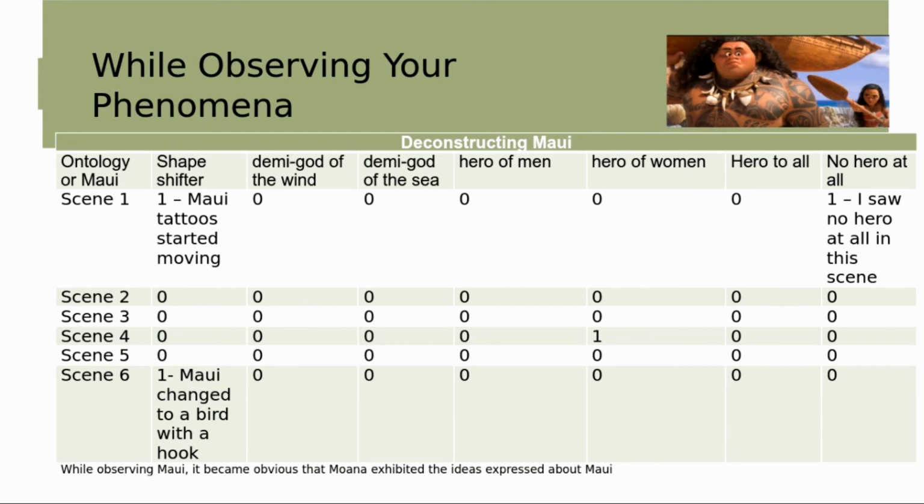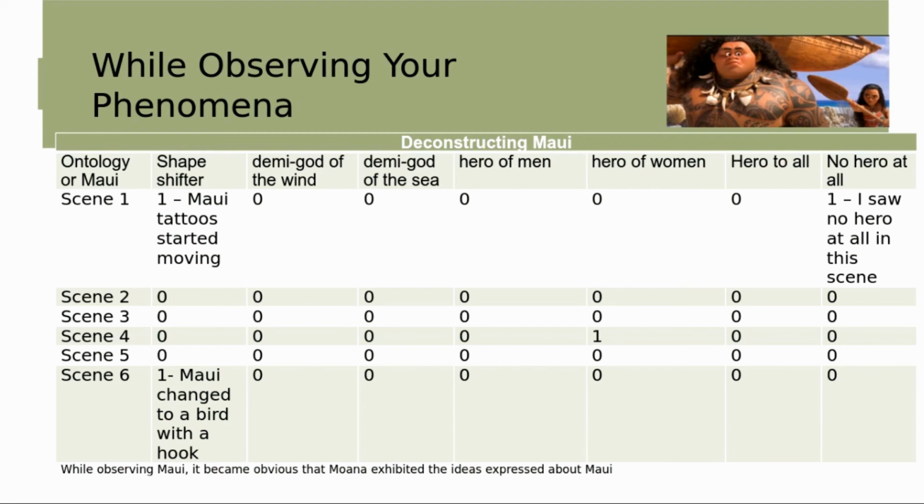And so I did the same thing with our Maui Moana situation. I took the scenes from the trailer. These are just scenes from the trailer. You can go back and look at the trailer and check it. In scene 1, I checked to see if Maui was a shapeshifter. I put a 1 here because Maui's tattoos started moving. So that was evidence of him being a shapeshifter. Something was shifting. I looked in scene 1 for a demigod of the wind.